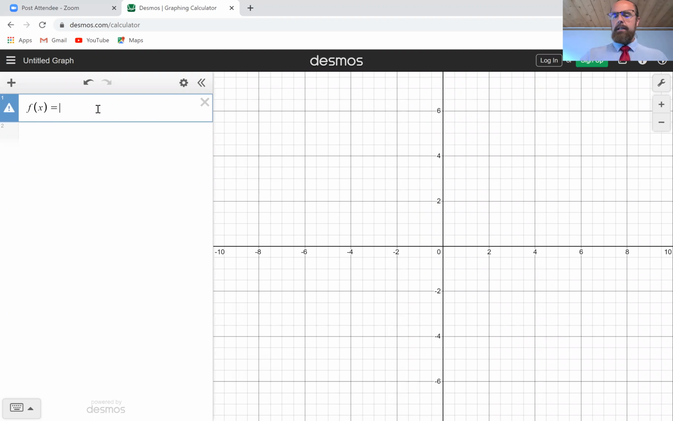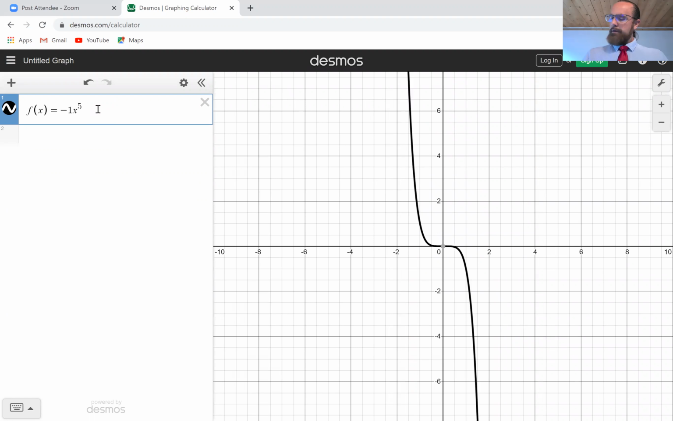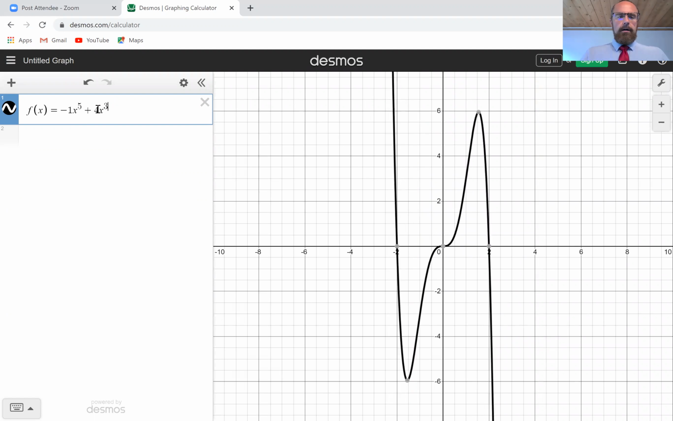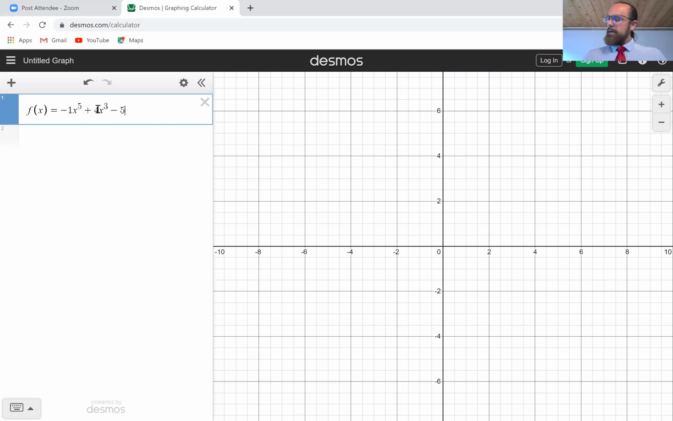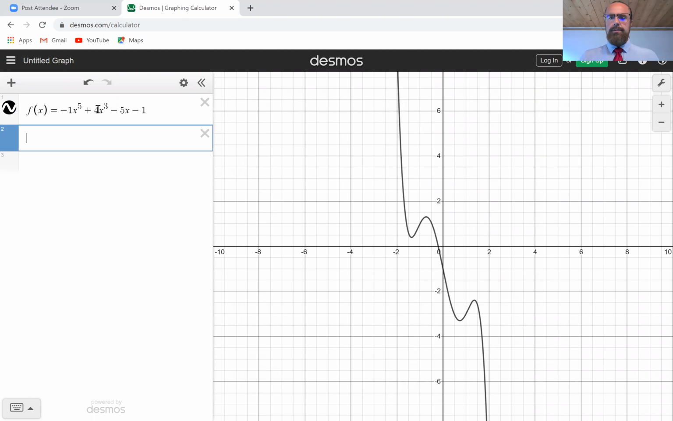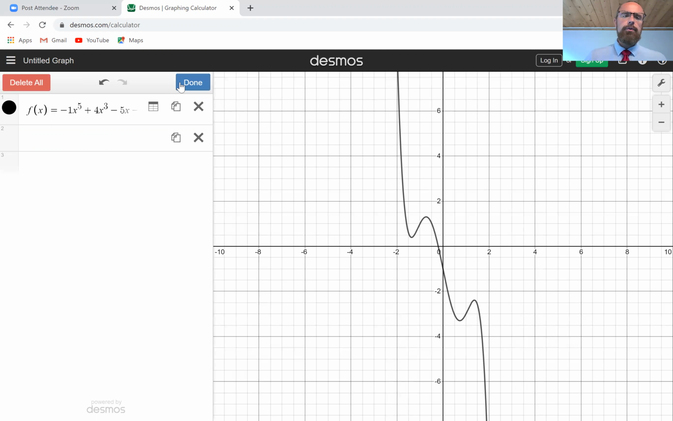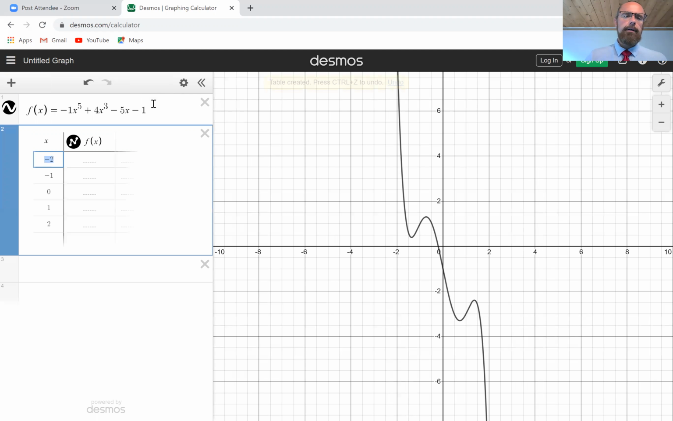F of x equals -1 x to the power of 5 plus 4x to the power of 3 minus 5x minus 1. And there's my graph, so I can see the general trend of the prediction's good. That left arm is pointing up, the right arm is headed in a downward direction. And kind of like I expected, there's some squiggles, some curves in the middle. So I want to get a table of values so that we can plot that accurately.